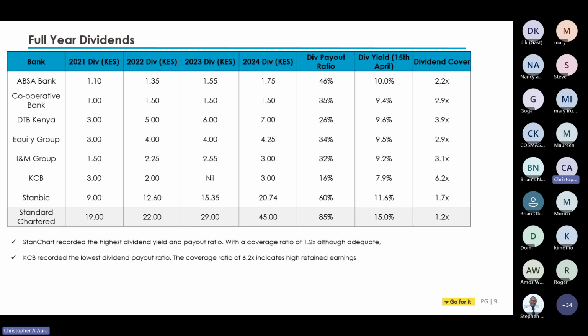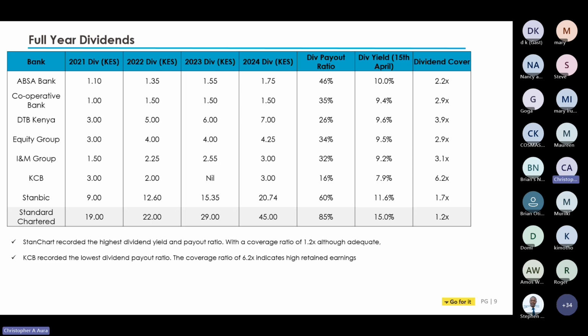So from here, the way your company pays dividends depends on their objective. You'll see that some companies pay like 80% of dividends because these are companies that don't have capex expenditures. They don't want to expand, maybe move into other markets. So that's why you can see here. Since 2021, all the banks have consistently paid dividends, except for KCB in 2023.